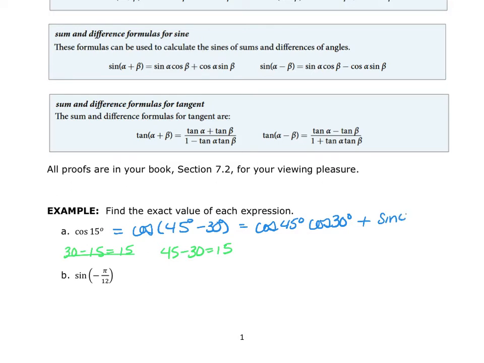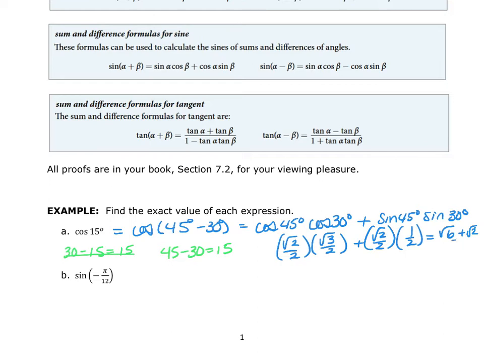The sine of 45 degrees, the sine of 30 degrees, and then I go get my unit circle and look up the cosine of 45 degrees, which is the square root of 2 over 2. The cosine of 30 is the square root of 3 over 2, and then plus the sine of 45 is square root of 2 over 2, and the sine of 30 is 1/2. My final answer as an exact answer is going to be the square root of 6 plus the square root of 2, all over 4, because I have a denominator that's the same, so I can just add my numerators.